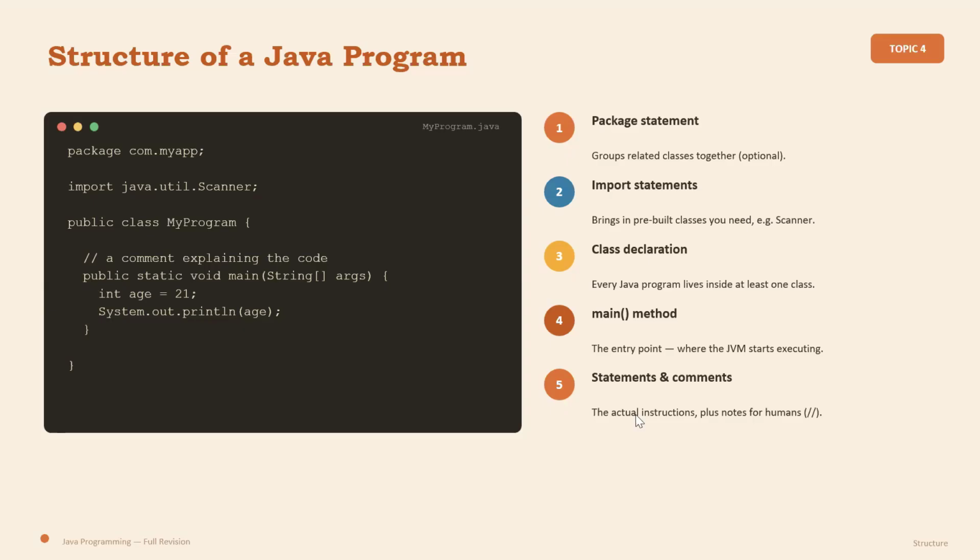And we can also write comments. So comments are notes written by programmers to explain the code. So comments help make programs easier to understand and maintain. Java ignores comments when running the program. Okay, so statements are instructions for the computer, while comments are notes for people.